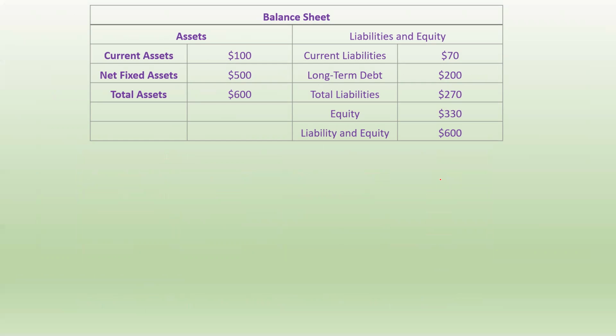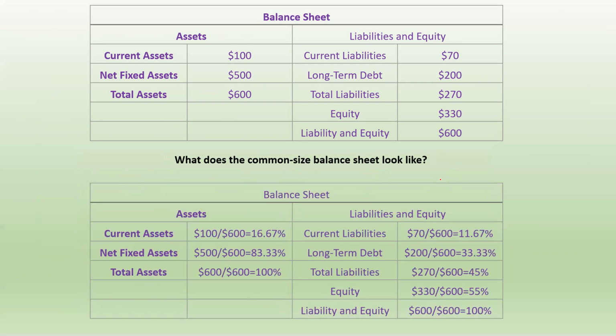We copy the previous balance sheet here, and this is what the common size balance sheet looks like. We just divide every item by 600, which is the total assets. This shows that current assets account for 16.67% of the total assets. Net fixed assets account for 83.33% of the total assets.